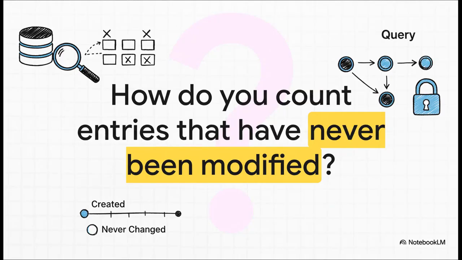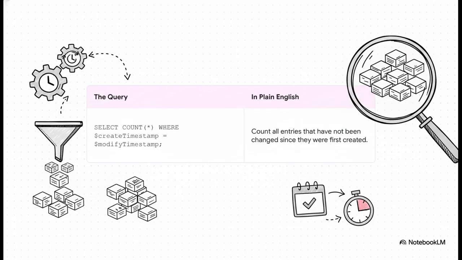Now this one's a fantastic query for doing data integrity checks. How can you find all of the entries in the entire system that were created at some point but have never ever been changed since? This is such a clever little trick, and it uses those operational attributes we mentioned earlier. Think about it. If an entry has never been modified, its create timestamp is going to be exactly the same as its modify timestamp. So by just comparing those two fields, we can instantly pull out a list of every record that's never been touched.